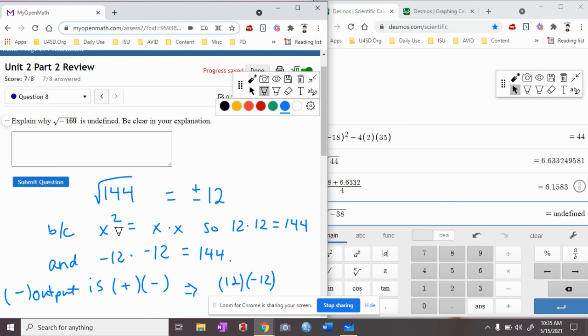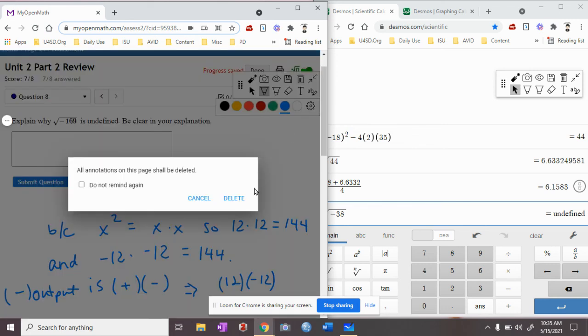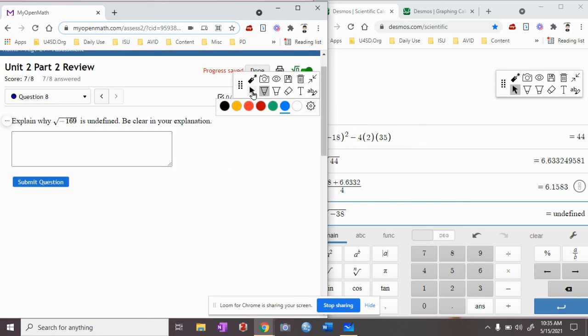So however you can convey that to us, that squaring is a number times itself, we cannot square root a negative number because there is no possible way to multiply a number times itself and get a negative output. Okay, so that's really what we want you to convey there. And that is Unit 2, Part 2. Okay?